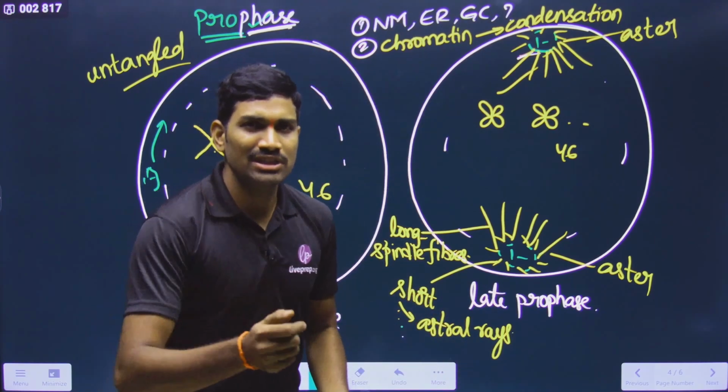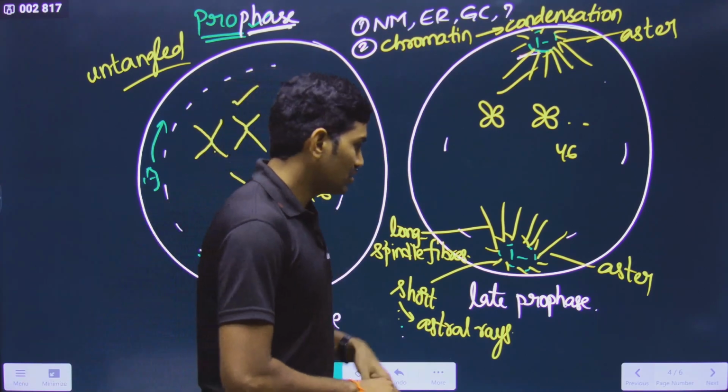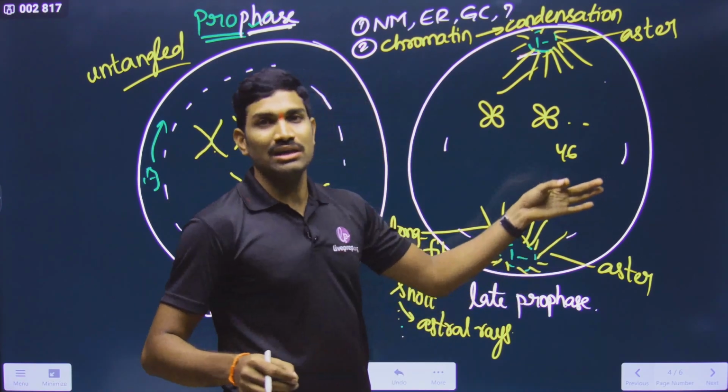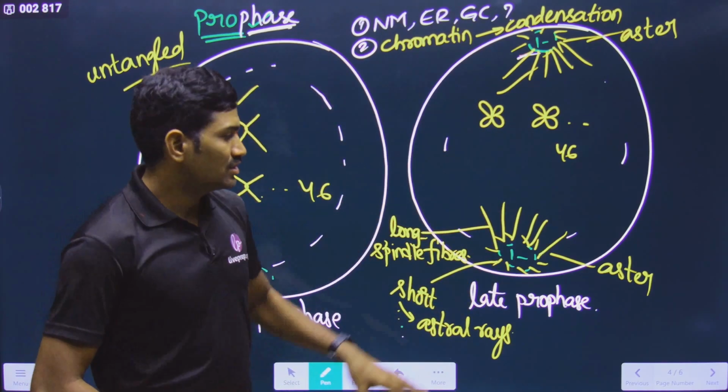In the previous lecture we studied, no, in the G2 phase, tubulin protein is produced and that tubulin is used here. It will be assembled here so that spindle fibers will be arranged here. That's it. This is the point.